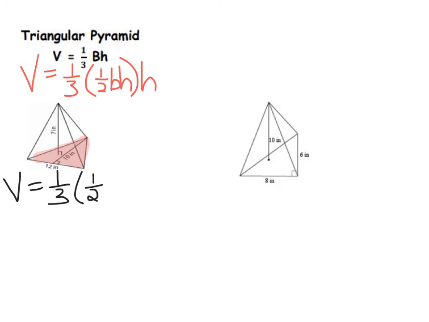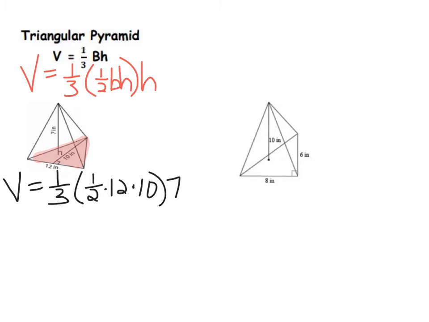And what's the base and height of the triangle? Because the base is the triangle, right? We shade that in. So what's the base and the height of that triangle? The triangle we shaded in. 12 and 10. And then what's the height of the pyramid?